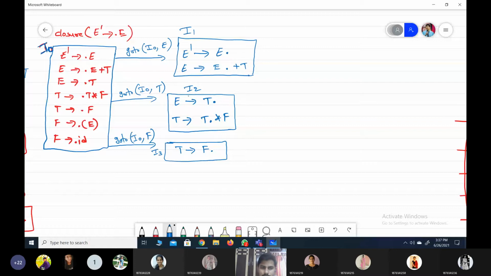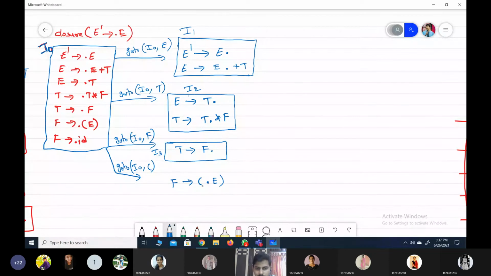So move on to the next alphabet. What is the next possibility? Goto of I0, I would like to apply open parenthesis. If I apply open parenthesis, then F tends to open parenthesis dot E closed parenthesis. Is it okay, everyone? The dot is moved one position towards the right side.